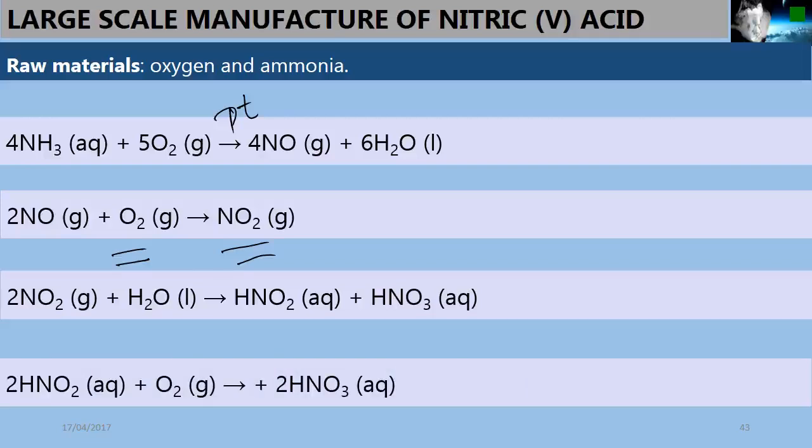The nitric 3 acid is further oxidized to nitric 5 acid. The yield of nitric 5 acid in this process is about 65%, which means that the nitric 5 acid produced in the industry is 65% and the rest is water.